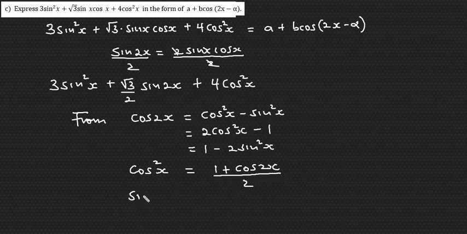and sine squared x, if we make sine squared the subject here, we bring it on the left, then we take this one on the right. It will be 1 minus cos 2x divided by 2. So these are important identities. So we are going to use this to substitute for sine squared and cos squared.